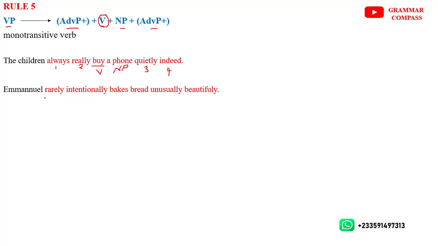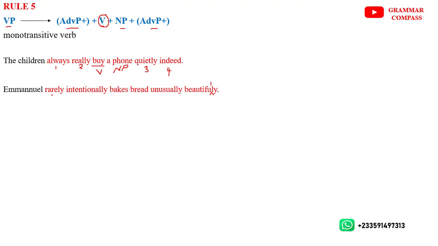Now in the second sentence, Emmanuel rarely intentionally bakes bread, unusually beautifully. Let us correct this spelling. Beautifully has double L, so let's place it here. Alright, so Emmanuel rarely intentionally bakes bread unusually beautifully.